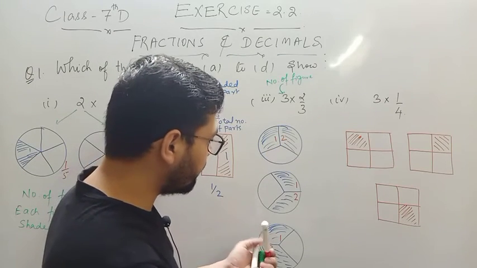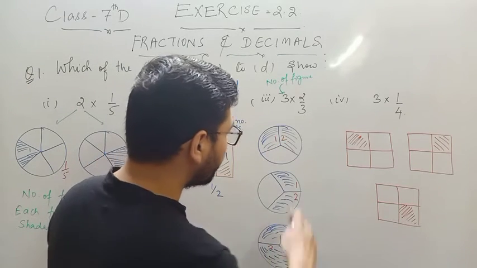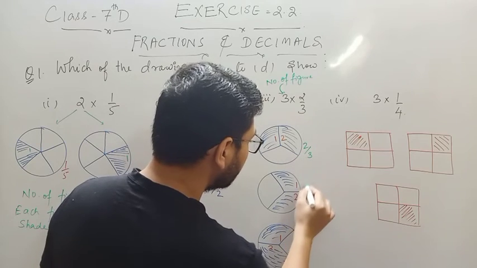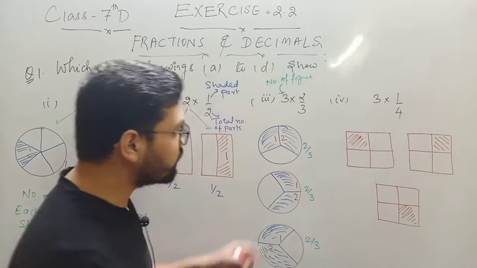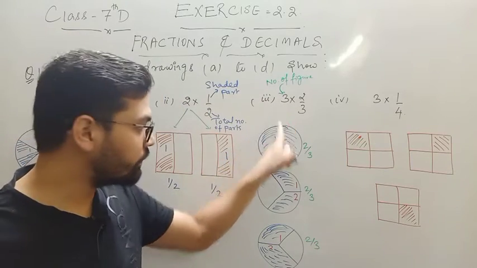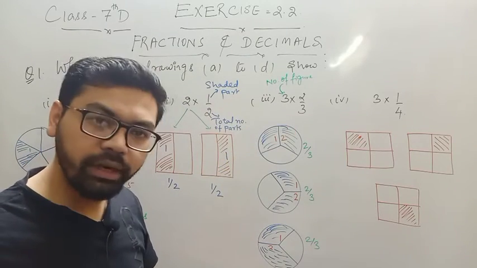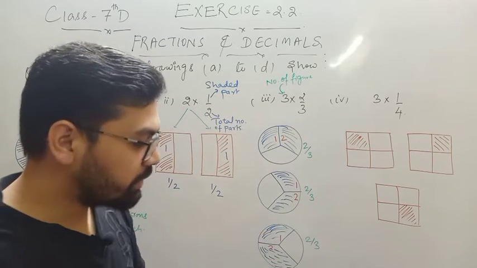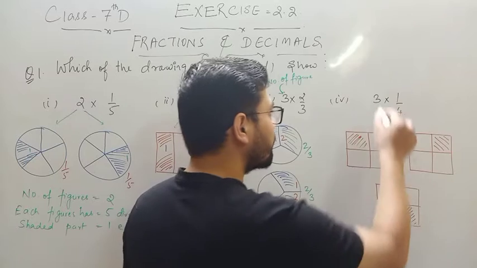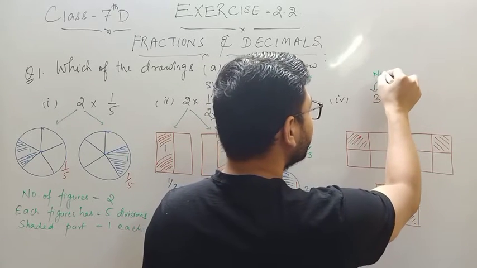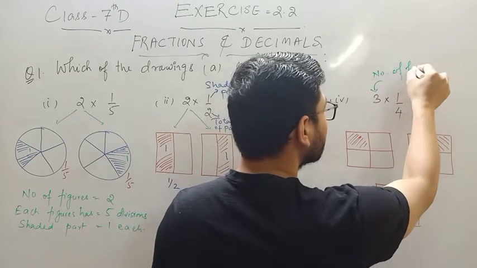So beta, you can write 2/3, 2/3, 2/3. How many 2/3s are there? 3. Because we have 3 figures. Any doubt? Now the fourth example is, what does this 3 indicate? Number of figures. I have 3 figures.